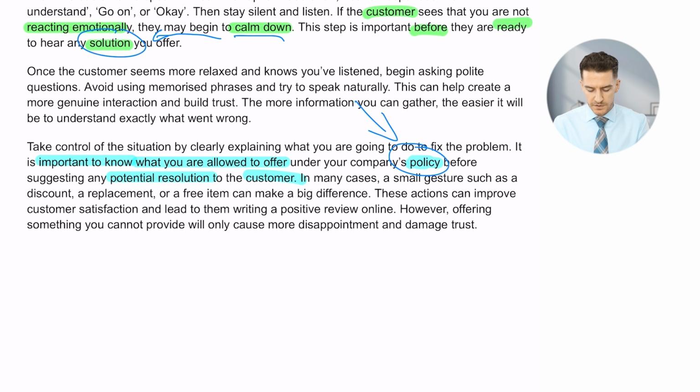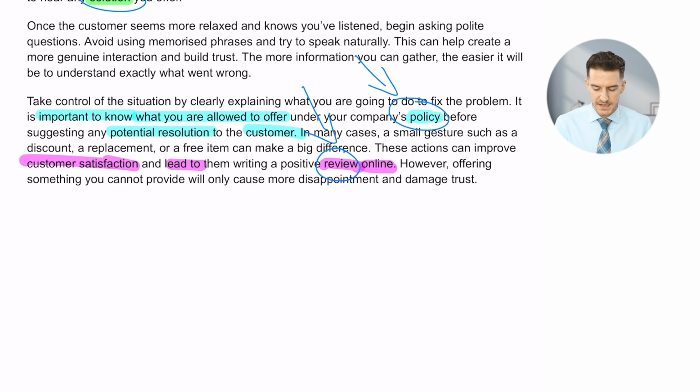So let's start from where we found the previous answer. In many cases, a small gesture... These actions can improve customer satisfaction. Okay, so there we go. It's talking about customers, and lead them or result in them writing a positive review online. There you go. There's the answer right there: review. However, don't just choose the first answer. Always read slightly ahead just to check. Offering something you cannot define. Yeah, so there's nothing else there that could possibly be the answer.